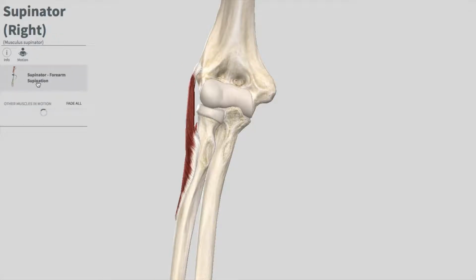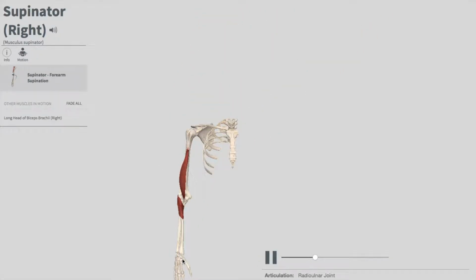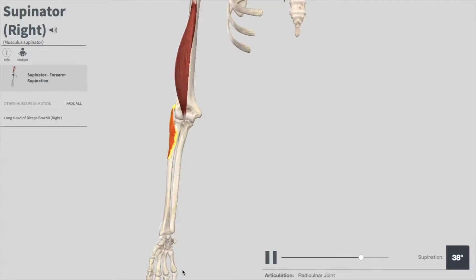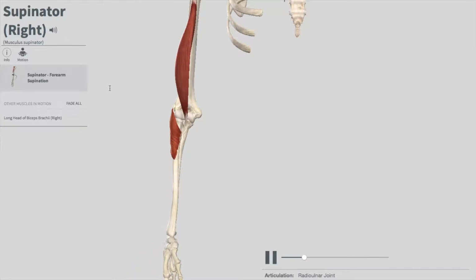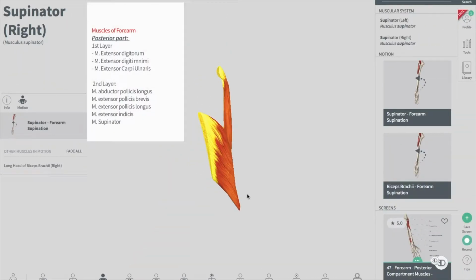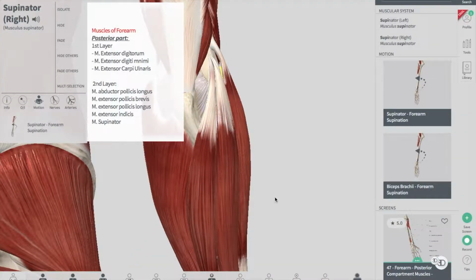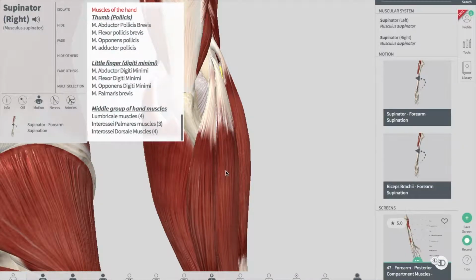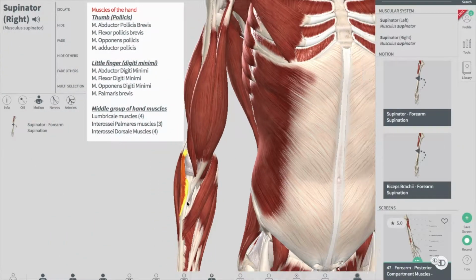We can show it in this video. So this is abduction. Here's the adduction. It pulls the hand back to its normal position. So now that was the muscles of the forearm. Now moving over to the muscles of the hand, which is also going to be the last muscle group of this video.